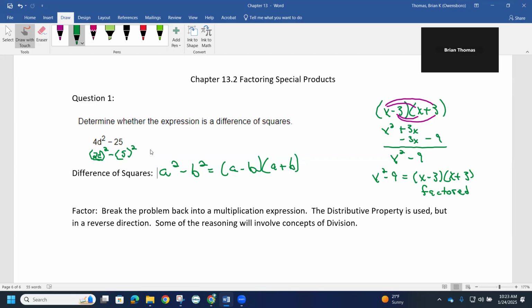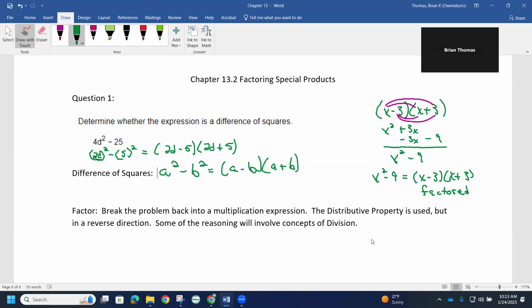So if I follow that through, then we have our two sets of parentheses. We have 2d minus 5 in parentheses, and then we just rewrite that again, 2d plus 5. And that saves us the trouble of working harder. This makes us work easier by recognizing the pattern. So we have that special product of a difference of squares.